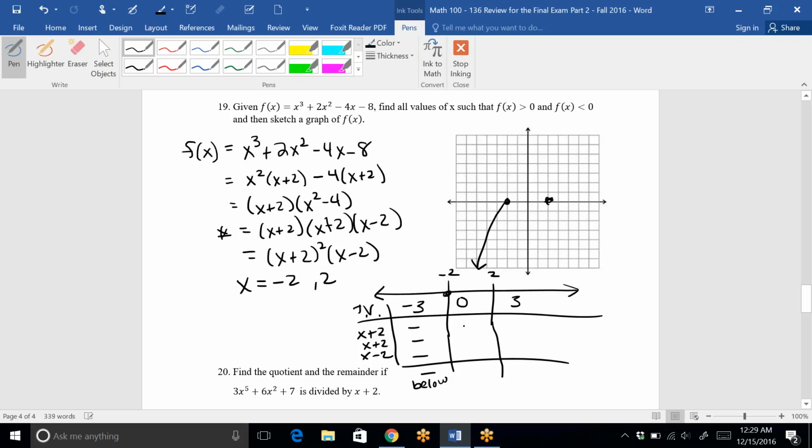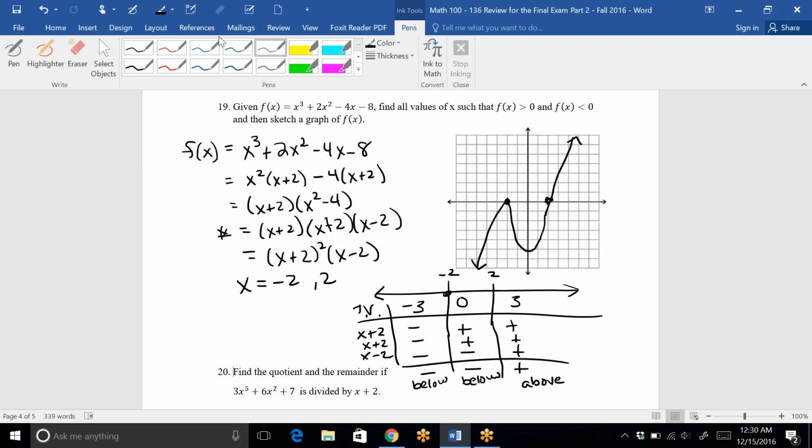When I plug in 0, I get 0 plus 2 is positive, 0 plus 2 is positive, 0 minus 2 is negative. This is also negative overall, which means this is also below. That means on the right side of this point, we go down again, some unknown amount, until we start heading towards this last point. 3 plus 2 is positive, 3 plus 2 is positive, 3 minus 2 is also positive. That's 3 positives, which means we cross the x-axis and go above. So this is the graph of number 19.